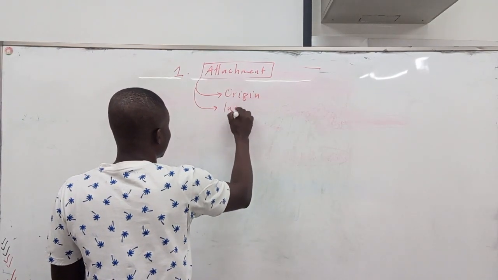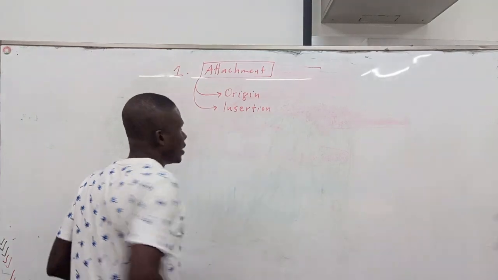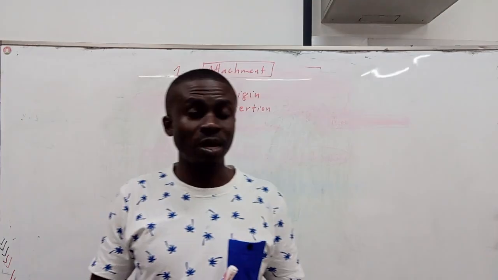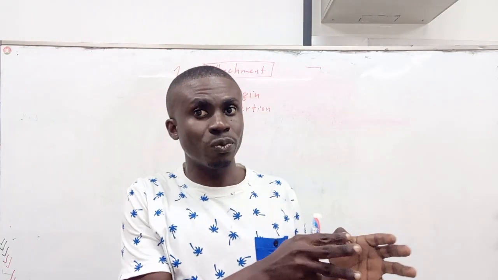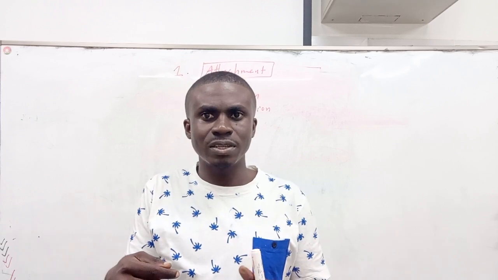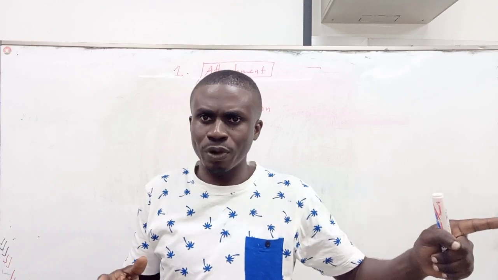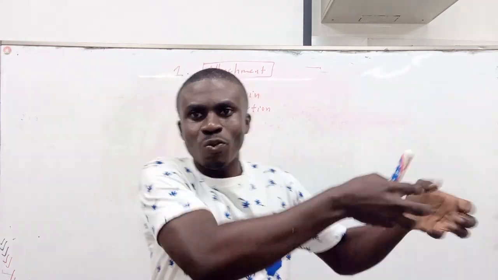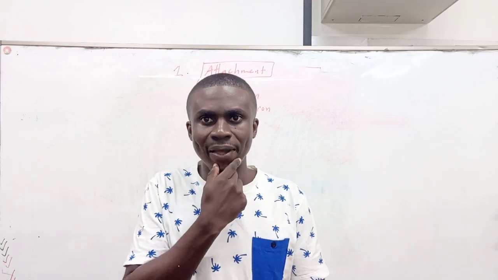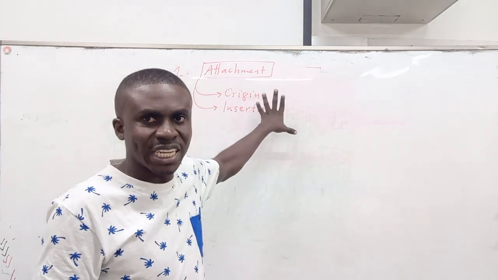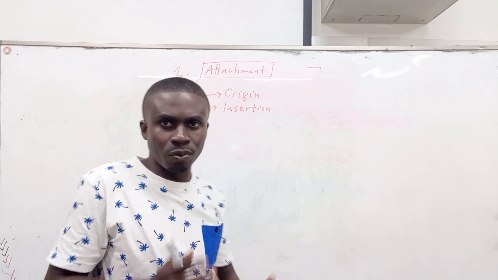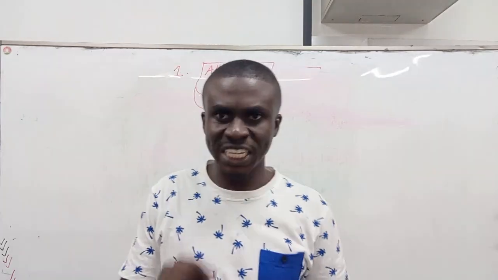And the other one is insertion. Now, whenever we say origin, that's where they are coming from. If you are coming from somewhere, then it means that area should be very stable. In the Akan dialects, we say that is going back. So it means that it should have a stable origin, so that if anything, you can go there. So usually we say that the stable point of attachment is called the origin, while of course the movable, the less stable one, is called the insertion.